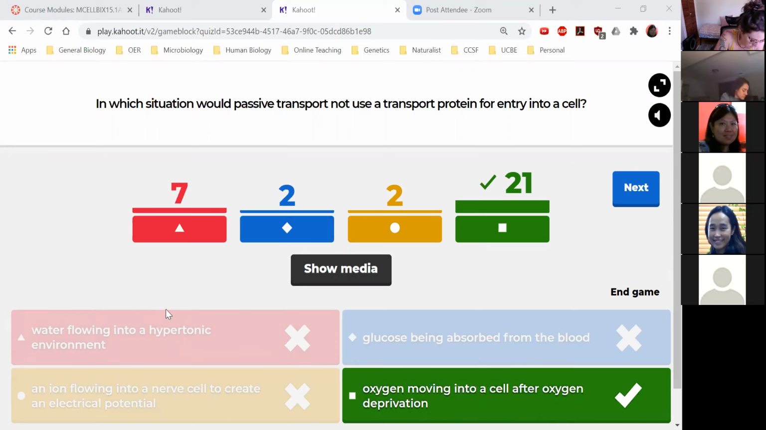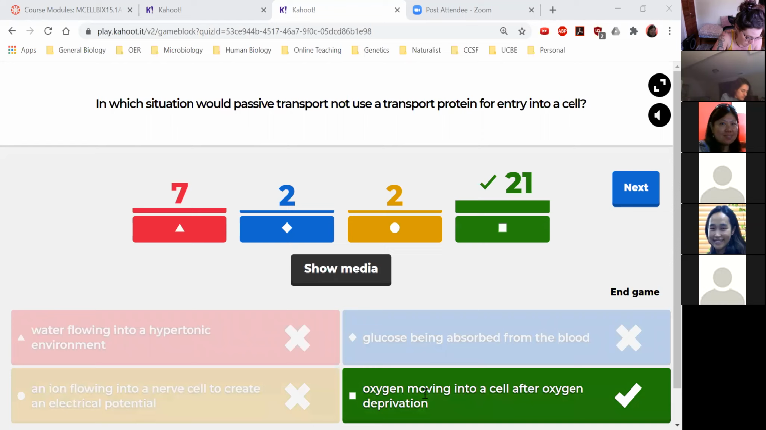And then glucose being absorbed from the blood. Glucose cannot cross the membrane on its own, so it definitely relies on some kind of transport protein or channel. And then ions, same thing. Ions are too charged to cross the membrane, so they don't even do diffusion. They definitely rely on channels.